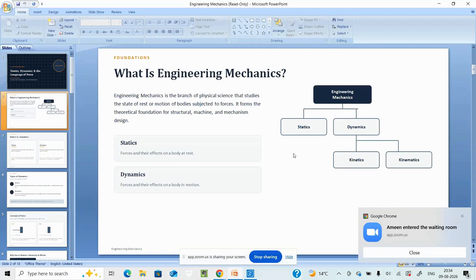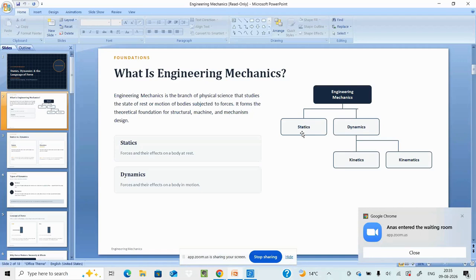Same as engineering drawing, this is concept oriented, as well as theoretical and formula oriented. So everyone should know about this subject as an engineer. Engineering mechanics is divided into two things: statics and dynamics. What is statics? The forces and their effects on a body at rest. When a body is at rest, we see what the forces are and their effects. That is known as statics.